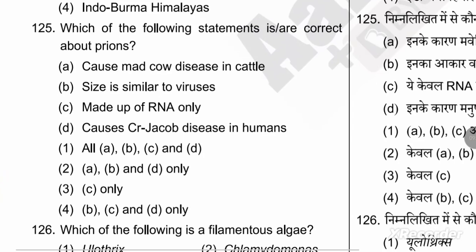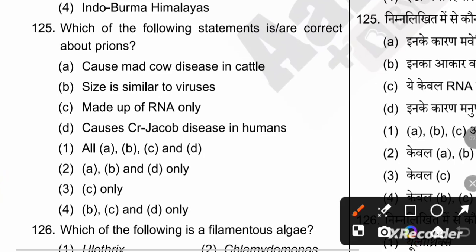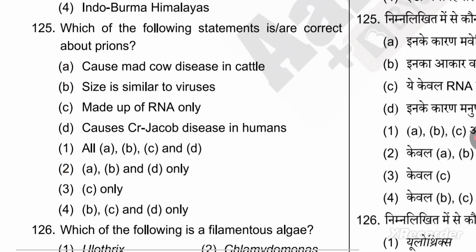125th question. Which of the following statements are correct about prions? We know prions are infectious proteins. Prions cause mad cow disease in cattle, of course right. Then prions are smaller than viruses, of course right. Then prions are made up of RNA only. It is wrong, because prions are made up of protein only, and prion causes Creutzfeldt-Jakob disease in humans. That is also right. So A, B, D statements are correct. So option 2 is the right answer for this question. Let us move to the next question.